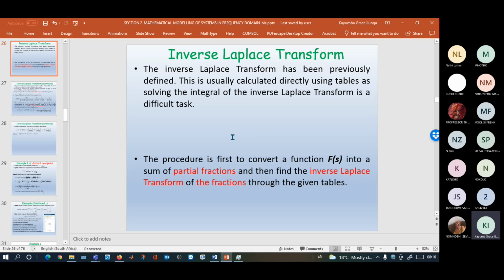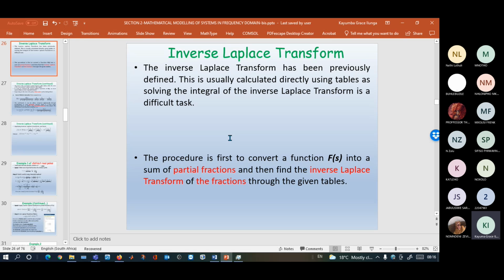And I hope we'll have another session at I think 1 o'clock. So hopefully we're going to finish this inverse Laplace transform.